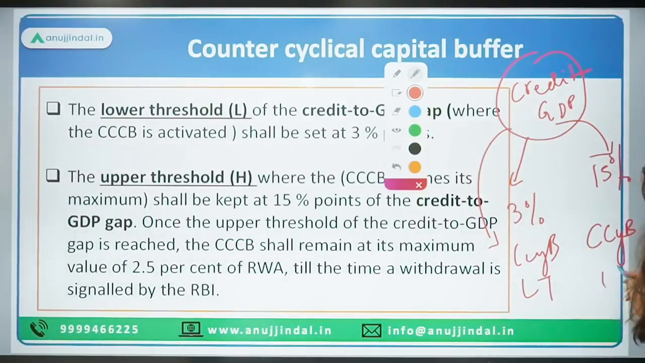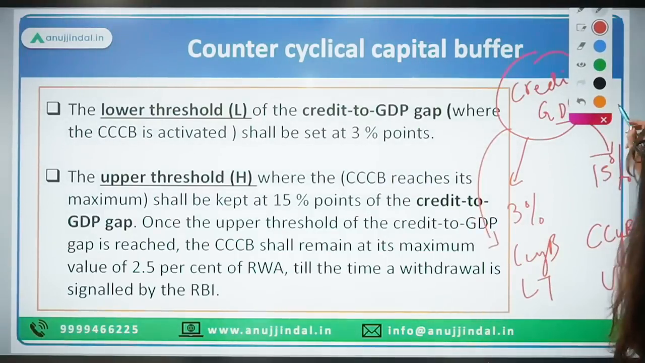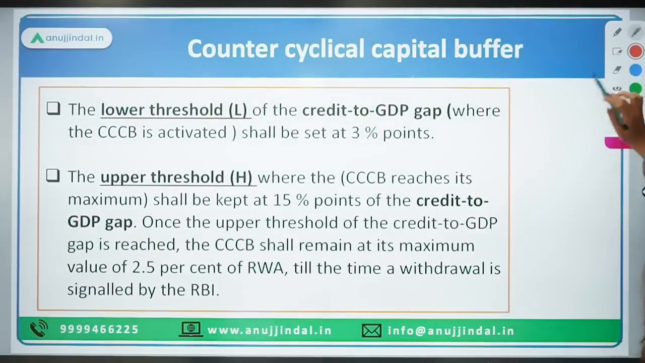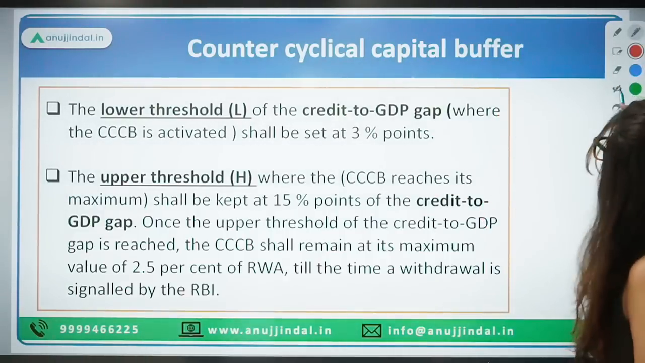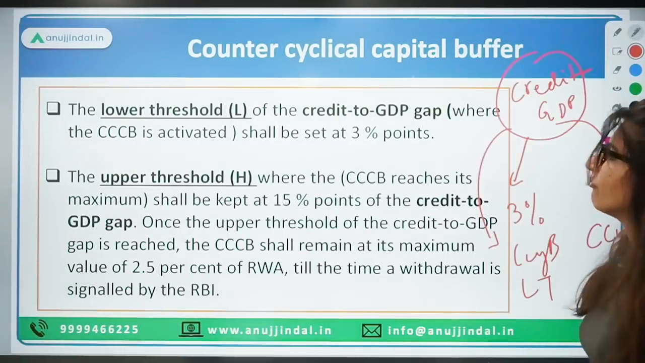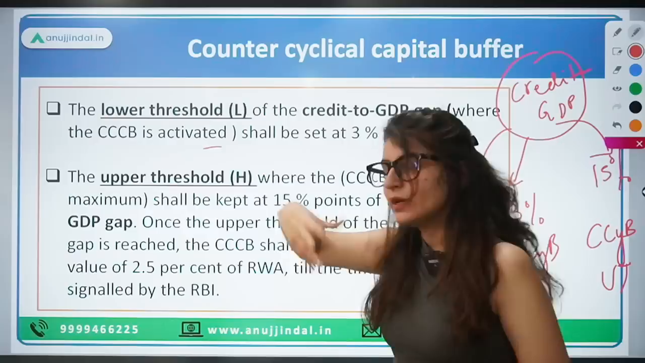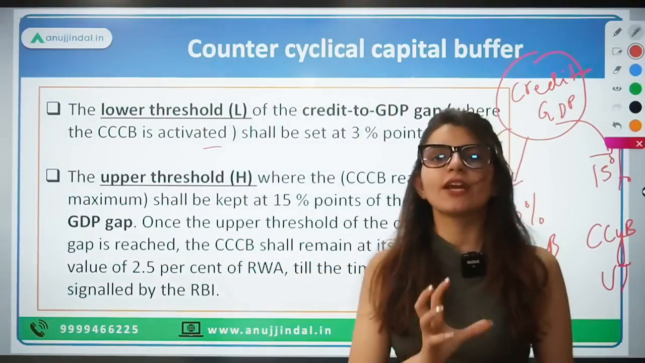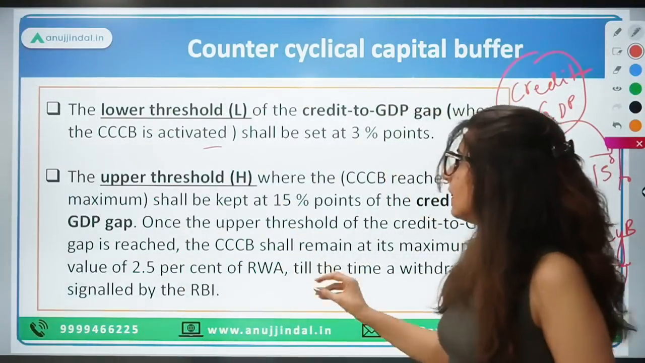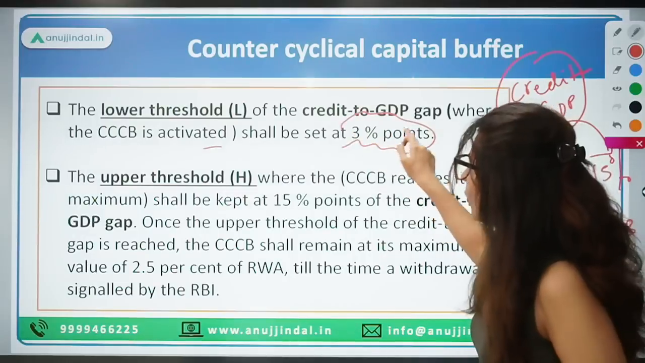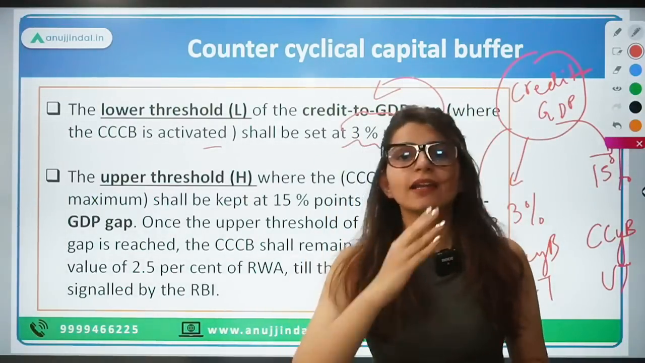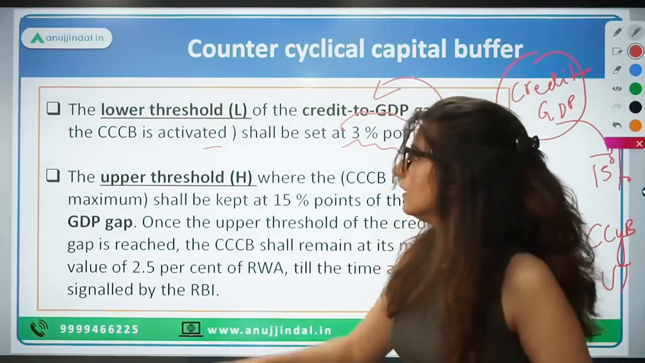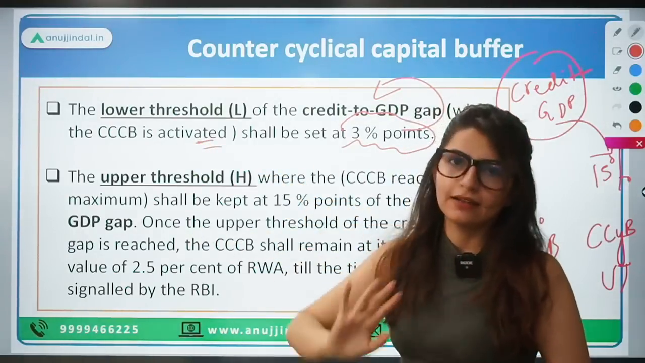Lower threshold, upper threshold. Okay. Now, in the lower threshold of the credit to GDP gap, where the CCYB is actually activated, the lower threshold of the CCYB shall be set at 3 percentage points. That is, when the credit to GDP gap is 3 percentage points, that is when we start having the CCYB, that is the countercyclical capital buffer.